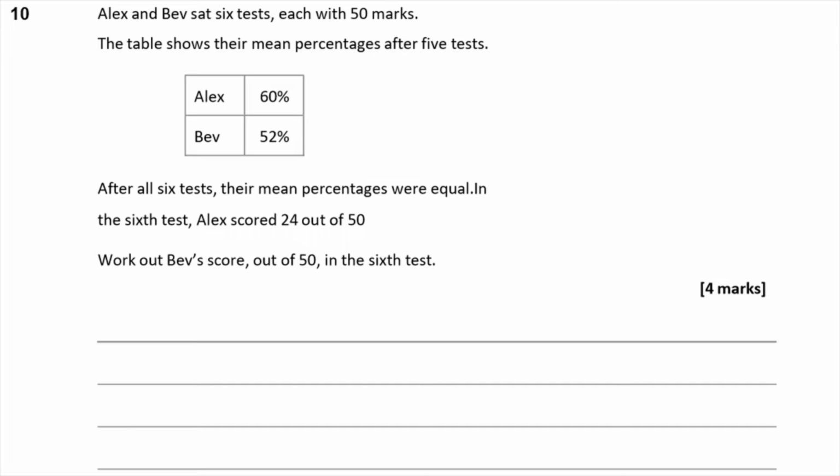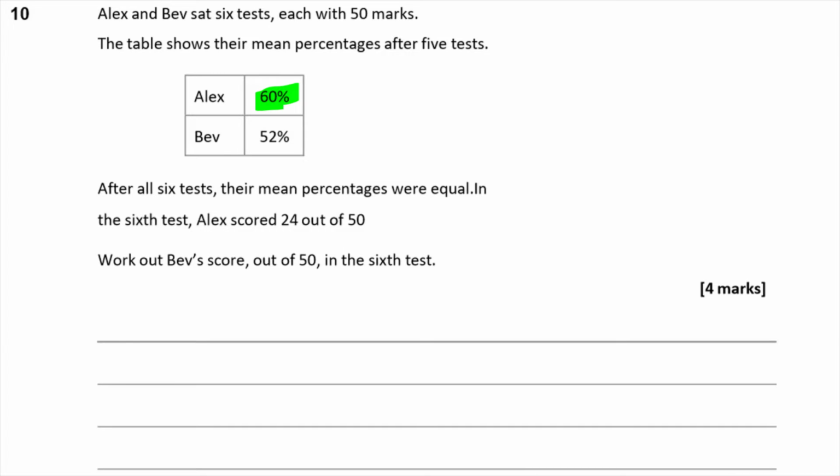So they did 6 tests, but the mean we've been given here is the mean for 5 tests. So this is the mean score that Alex got in 5 tests. So on average, in those 5 tests, he scored 60%.